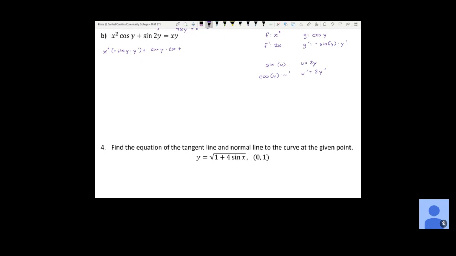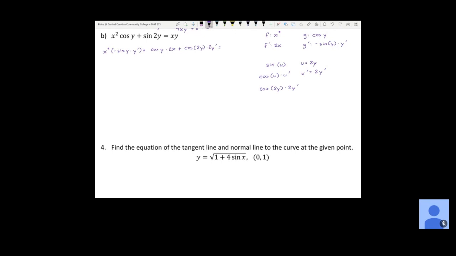Now we just substitute back in. We get cosine of 2y times 2y prime. And again, if you can do that chain rule in your head without writing out the steps over there, perfectly fine. Okay, but if you need the u substitution piece, please use it so that you don't get confused. All right, so now we're going to get cosine of 2y times 2y prime. And that's our left-hand side.